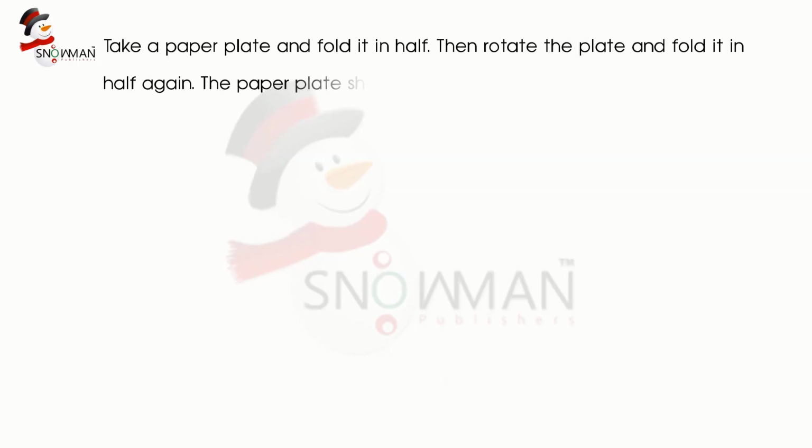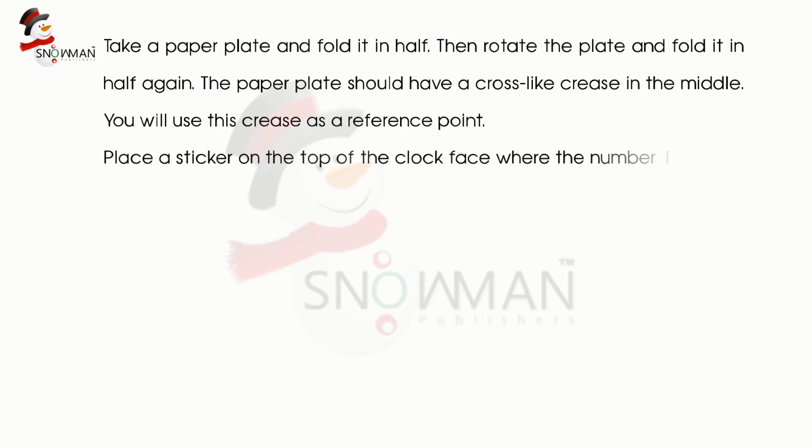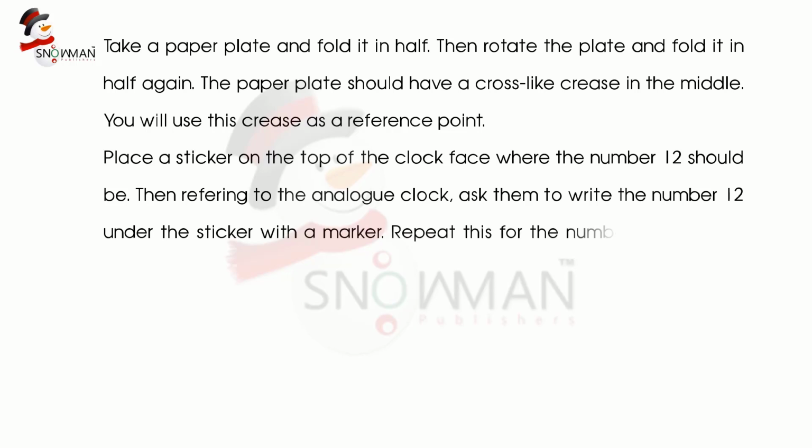The paper plate should have a cross-like crease in the middle. You will use this crease as a reference point. Place a sticker on the top of the clock face where the number 12 should be. Then, referring to the analog clock, ask them to write the number 12 under the sticker with a marker. Repeat this for numbers 3, 6, and 9.